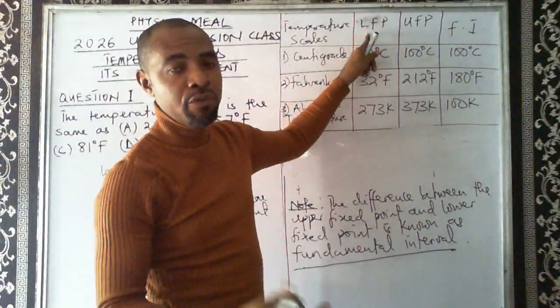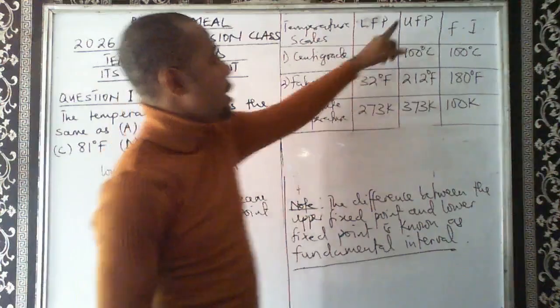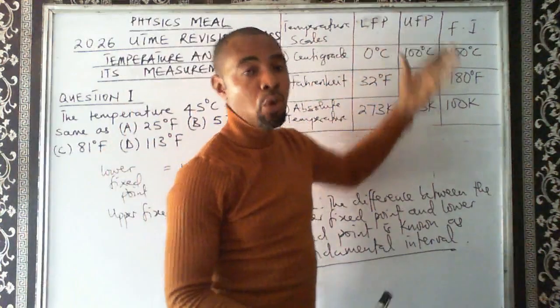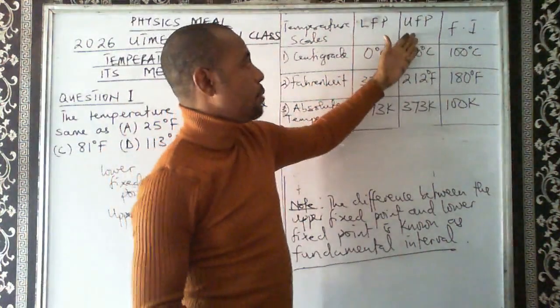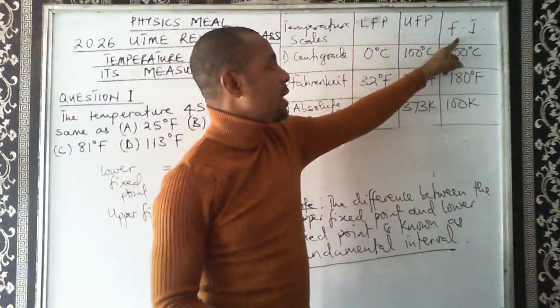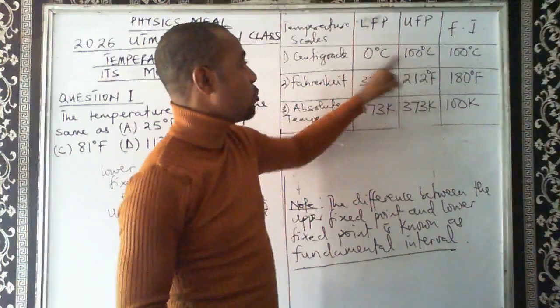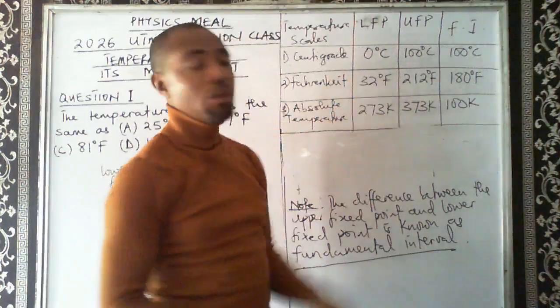Remember, we said that the lower fixed point is the same thing as what? Ice point. And the upper fixed point is the same as the steam point or boiling point. Then the fundamental interval is the difference between the upper fixed point and the lower fixed point.